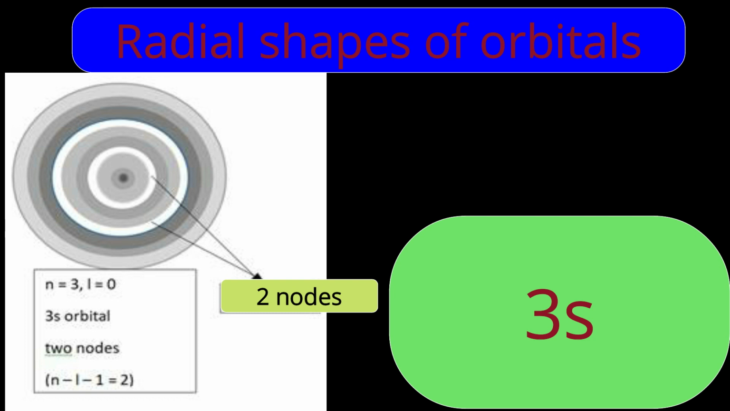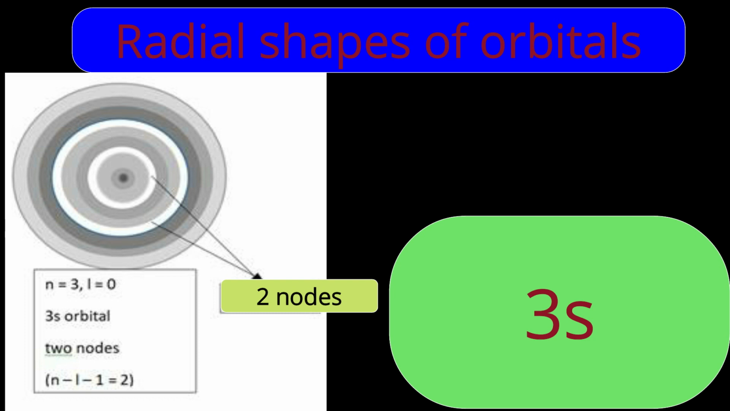Let us validate by our formula n minus L minus 1. Value of n is 3, L is 0. So 3 minus 0 minus 1. Answer is 2. Yes, the two nodes we found are confirmed. So in the diagram also two nodes are represented. I think understanding of the subshell through the radial coordinate is clear to you.